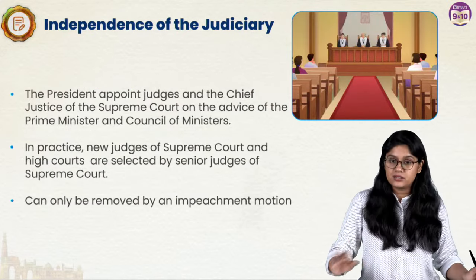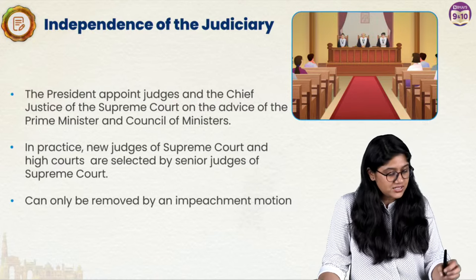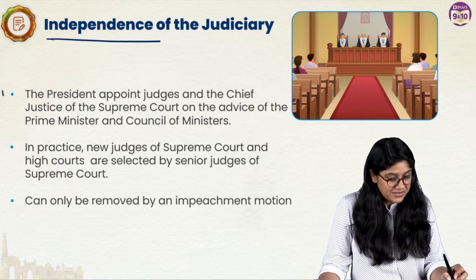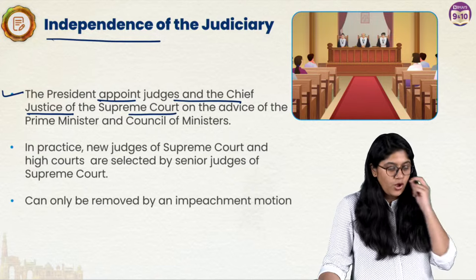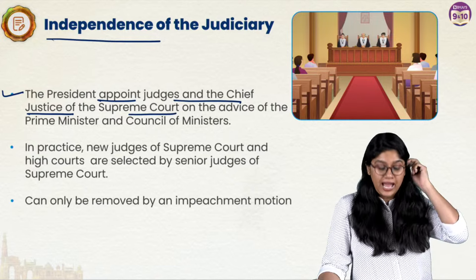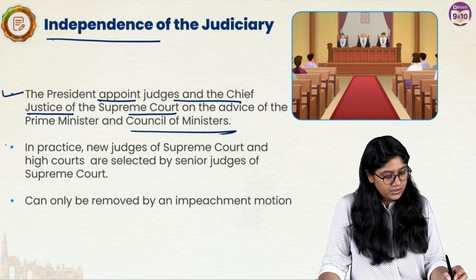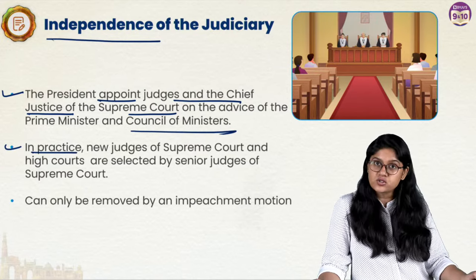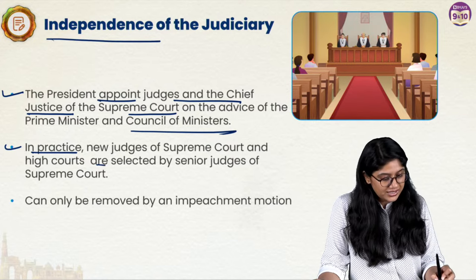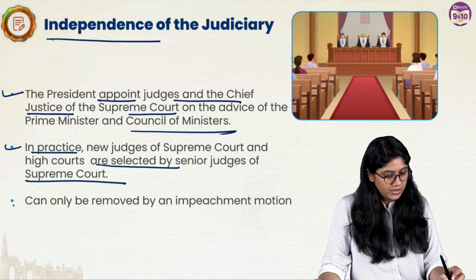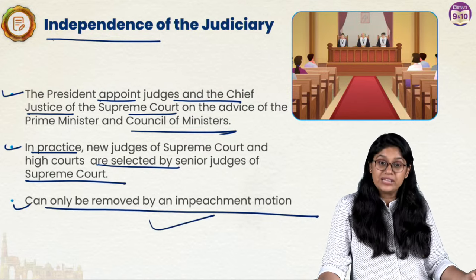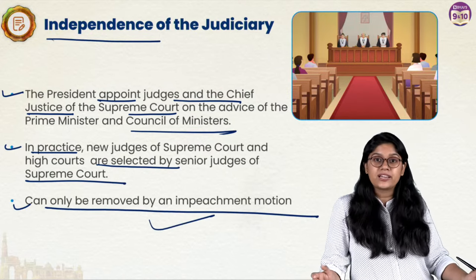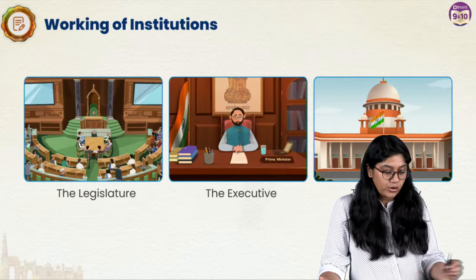It is independent. This is very, very important for us to understand. The President appoints the judges and the Chief Justice of the Supreme Court on the advice of the Prime Minister and the Council of Ministers. In practice, new judges of the Supreme Court and High Court judges are selected by the senior judges of the Supreme Court. They can only be removed by an impeachment motion, if they have done something wrong. So they are a very, very independent body.